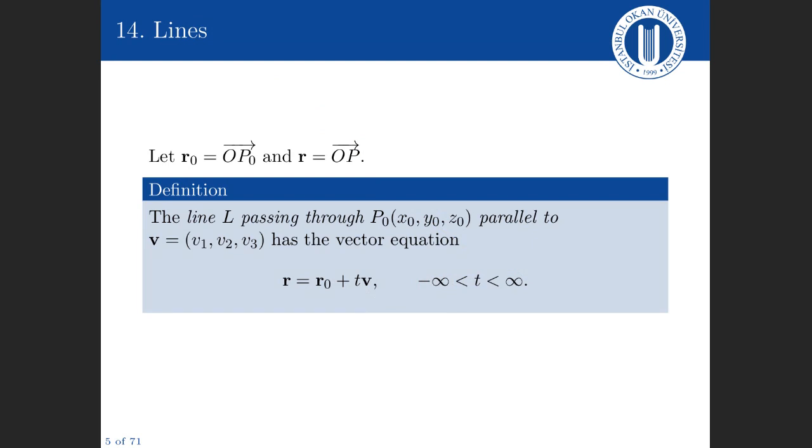The line, which I'm calling capital L, passing through the point P0 and parallel to the vector V, has the vector equation R is equal to R0 plus tV.